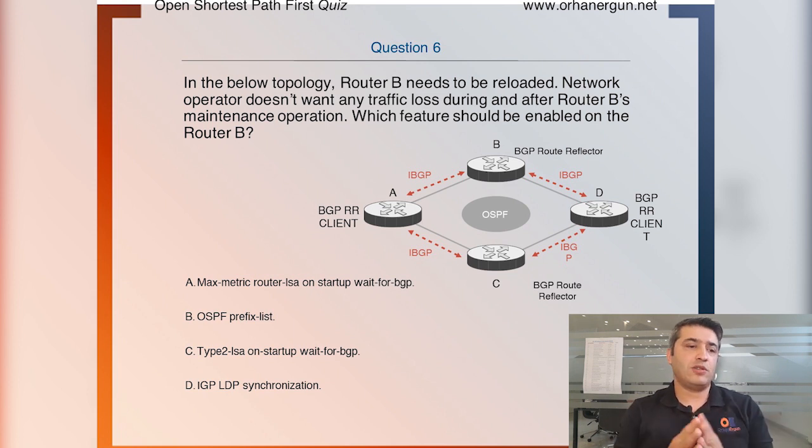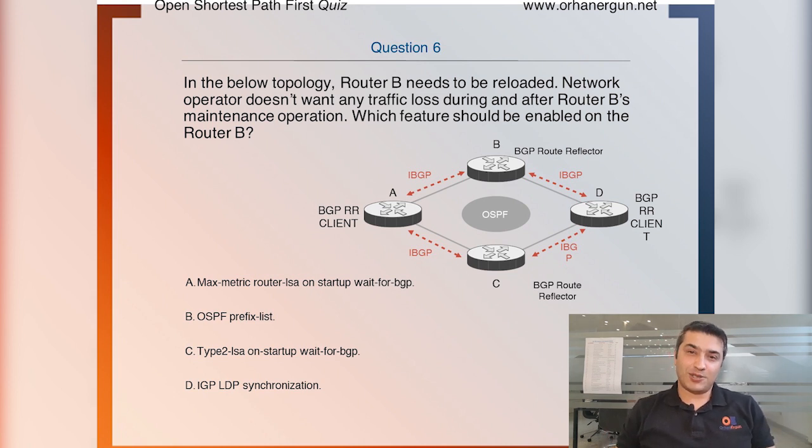Now here we don't have MPLS, we don't have any tunneling mechanism. If we had GRE, by the way, still router B and C wouldn't need to run BGP. But we don't have MPLS, we don't have GRE, nothing. We just have IGP and BGP. So in this case, what happens? We are running OSPF, we are running BGP. If we take router B down without signaling, without informing other neighbors, we will see packet loss.